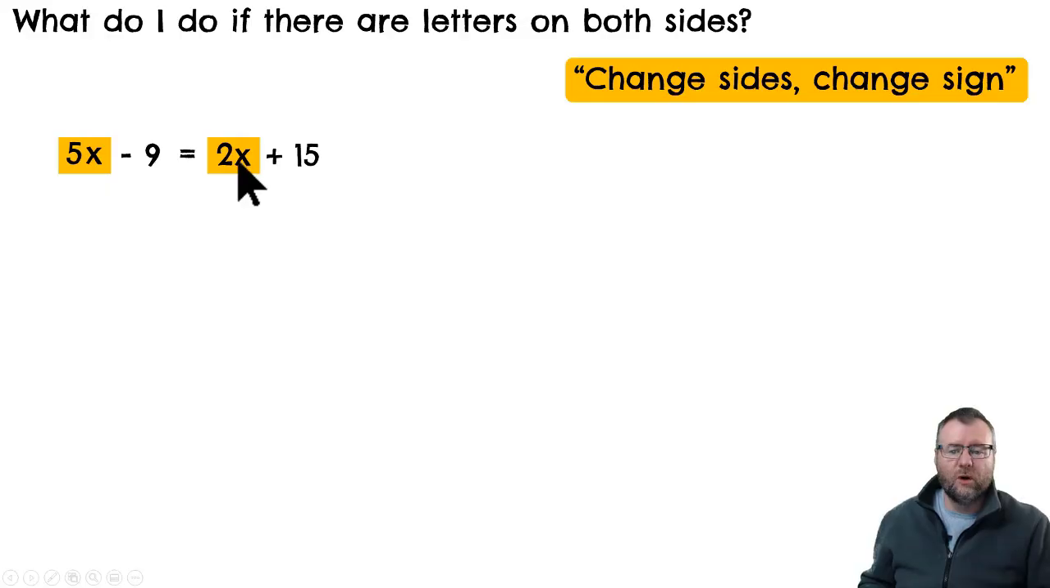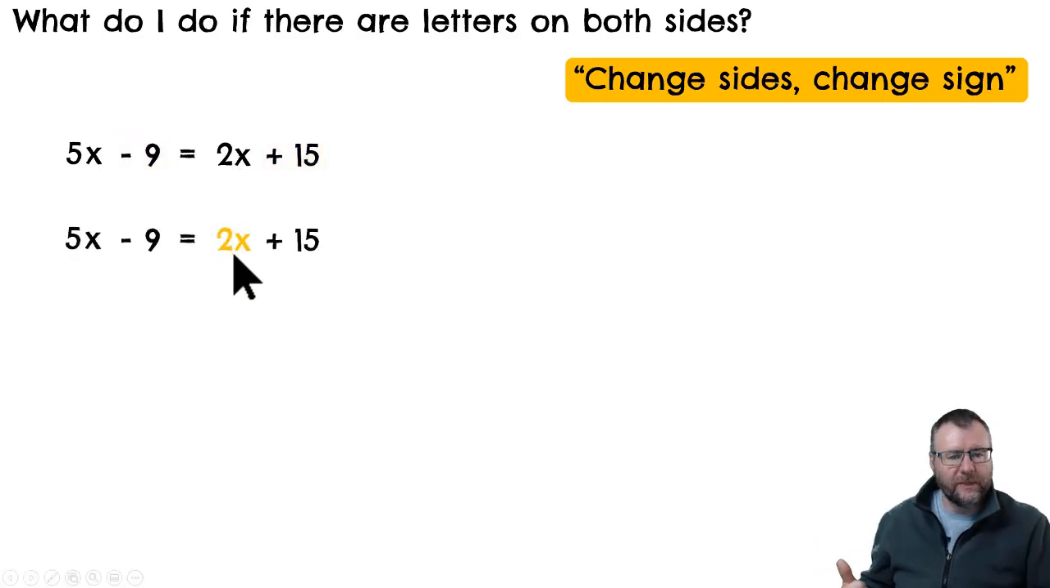We're going to move this small one. So we're going to take this 2x. Oh, sorry, before we do that, we've also got two sets of numbers, negative 9 and 15. We'll get to them in a minute. So I'm going to take my 2x, which is the smaller of 5x and 2x, and I'm going to move it to the other side. And remember, when I change sides, I change sign, so that 2x will become a negative 2x.